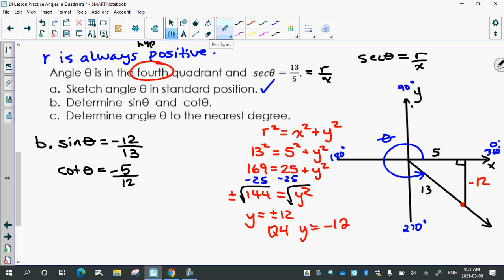X over y. So done. And C is to determine angle theta, which means we have to find alpha first. Okay? So we want to draw this triangle out. It's a right angle triangle. This is alpha. All positive sides when we're finding alpha.